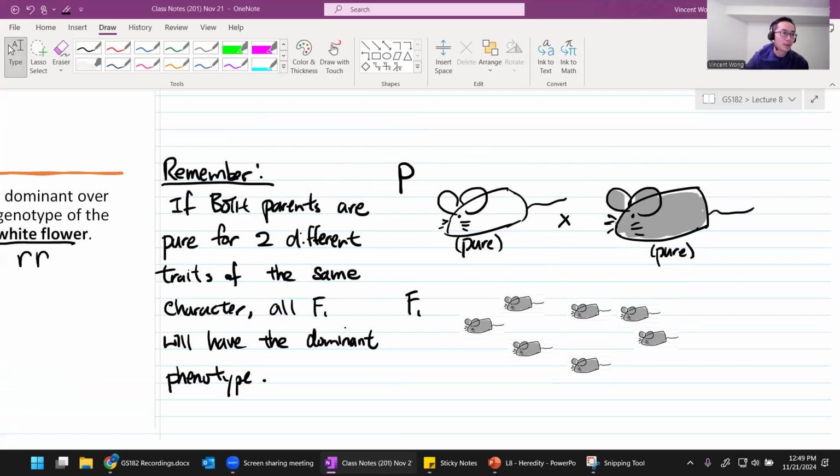Let's vote. We haven't done a poll for a long time. Based on this result, is it white that's dominant or is it gray that's dominant? There is, of course, the not sure button if you want. F1 means the first generation. Okay, like their kids basically.